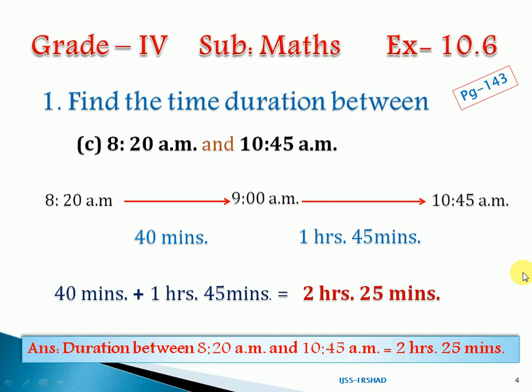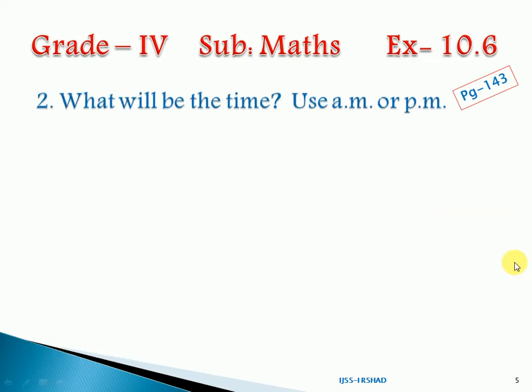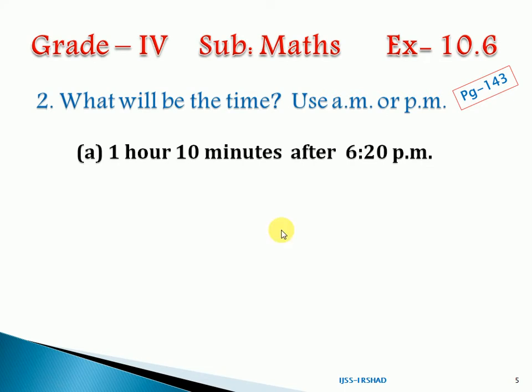Question number D is also the same thing, so you can do it by yourself. Now we will move to question number 2. Let's move to question 2. And question 2 is, what will be the time? Use AM or PM. So here you have to find the final time. So let's have question number A. 1 hour 10 minutes after 6:20 PM.